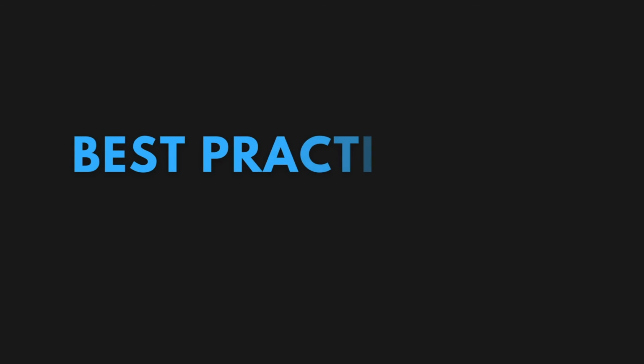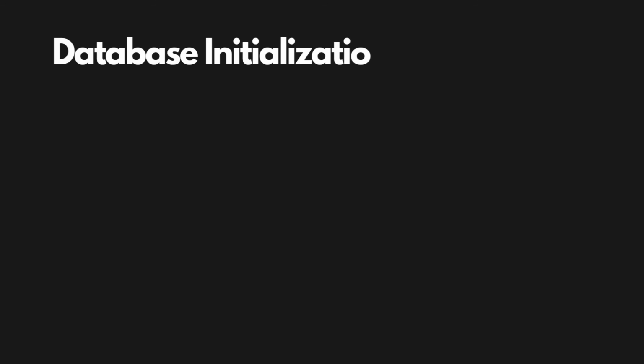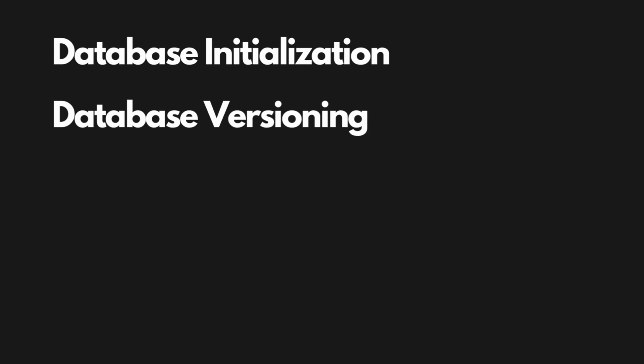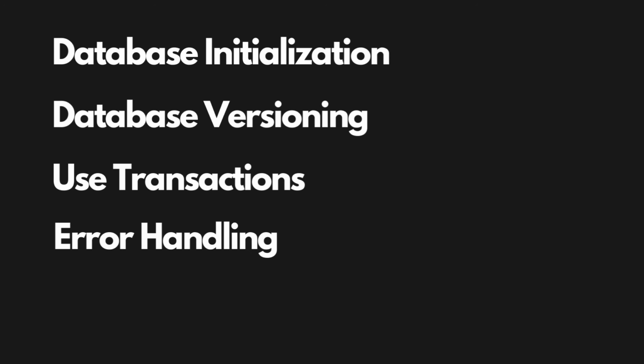Let's have a look at best practices and tips when interacting with SQLite in Flutter. Always initialize the database when your app starts or when the relevant component is created. Use a singleton pattern for the database connection to avoid opening multiple connections. Also, implement versioning to handle database schema changes over time. We've gotten to see that. Wrap database operations in transactions to ensure atomicity, consistency, isolation, and durability. If you don't know what ACID means, please have a look. Then handle exceptions appropriately to prevent crashes, which also improves the user experience.